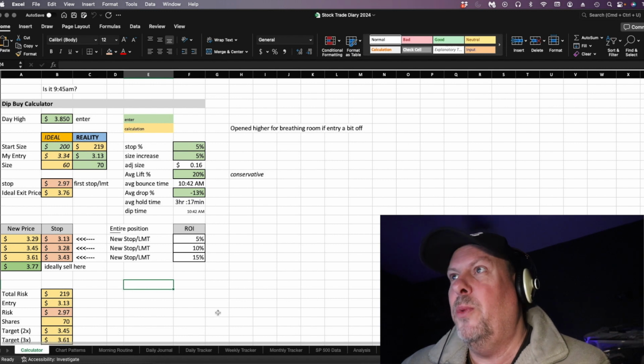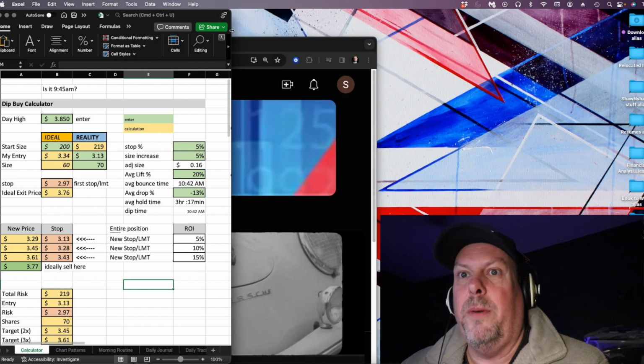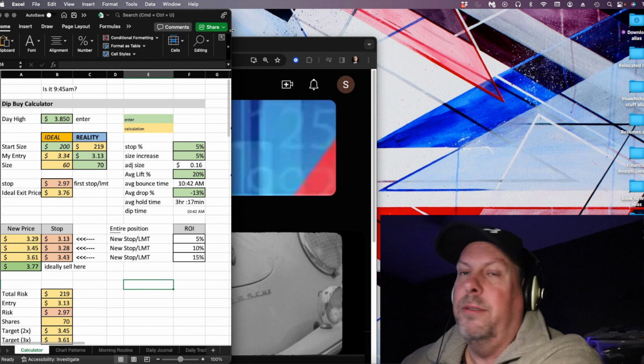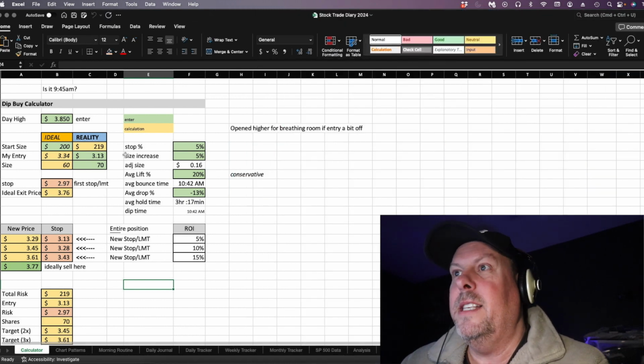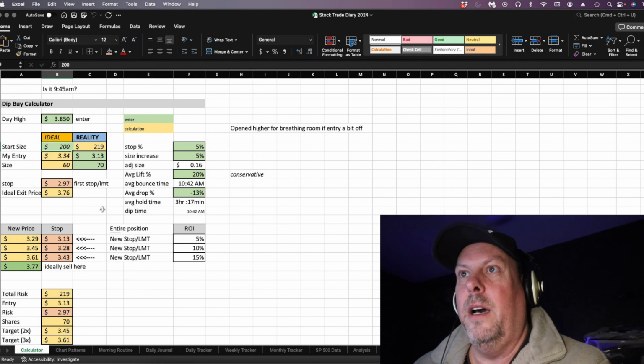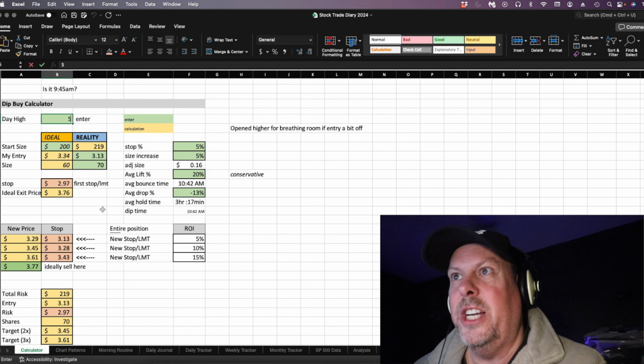I have this on my page one, and when I'm using it, I'll reduce it to just this part, and then I'll have my other stock charts and everything up on the other side of the screen. What this has here is the day high. So figure out what the day high is. In this case, it's 385. Let's just change it to say it's 5.